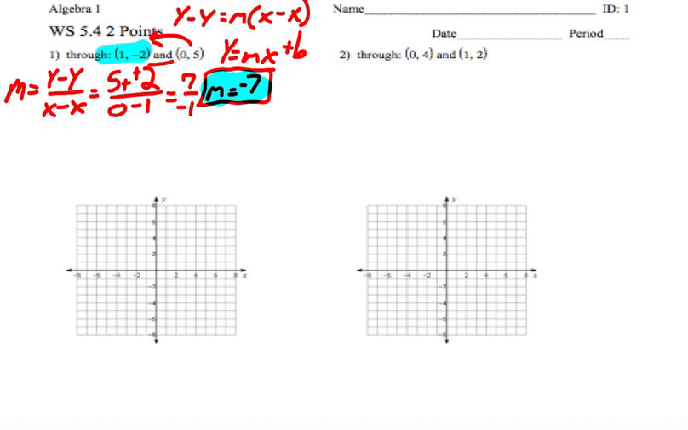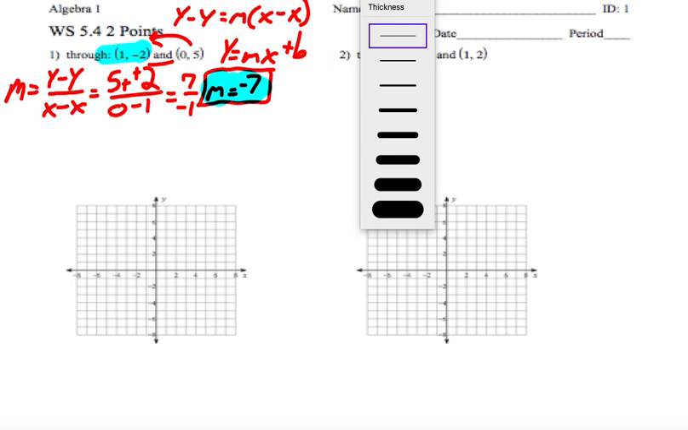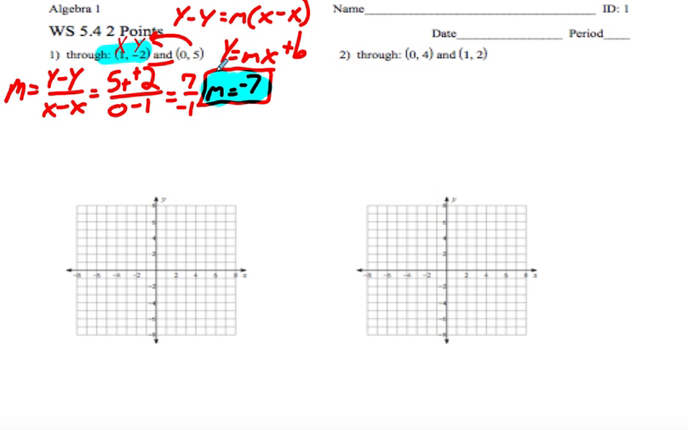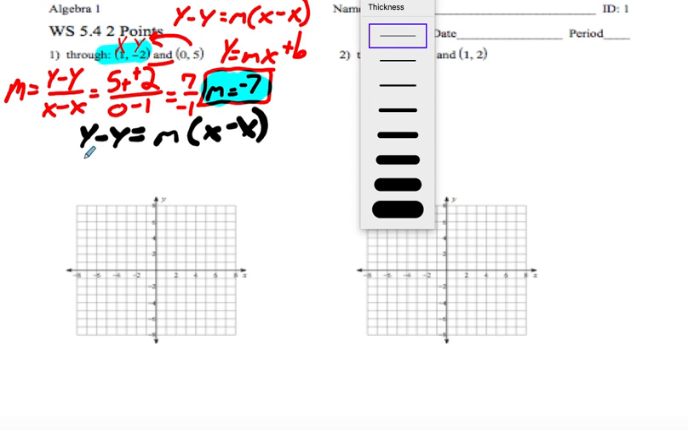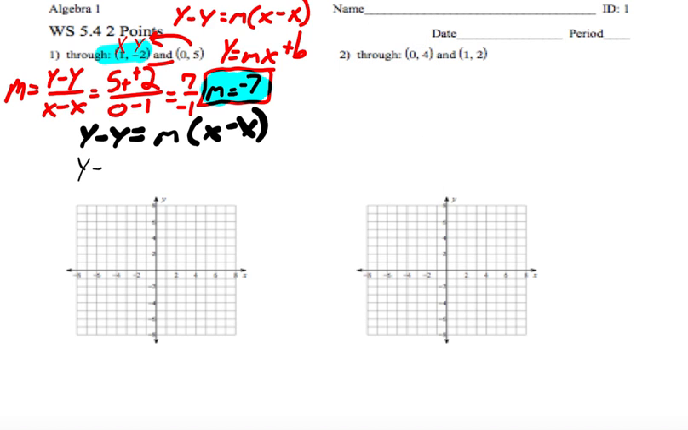So let's label, in point slope form you need an x, a y, and a slope. Let's label what we have. There's an x, there's a y, there's our slope. So plugging this into point slope form, we have y minus negative 2 equals negative 7 times x minus 1.